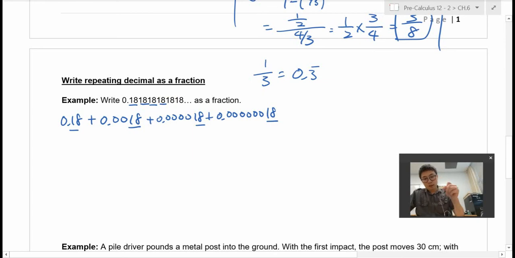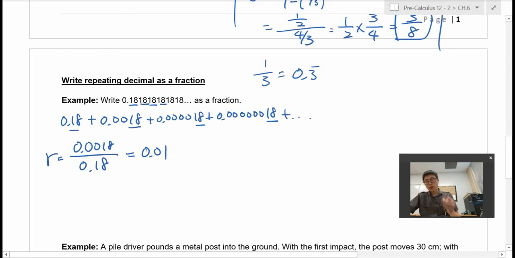Now, this is an infinite geometric series, right? Because this keeps on going forever. Now, this would have a finite sum because the common ratio, well, we can find that out, is 0.0018 divided by 0.18, right? Second term divided by the first term. This is actually 0.01. So now our common ratio is between -1 and 1, and this is an infinite geometric series, so we can use the sum to infinity formula. T1 is simply 0.18, and this is going to be 1 minus 0.01.